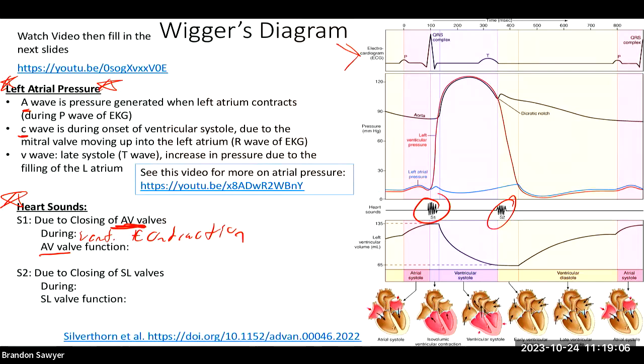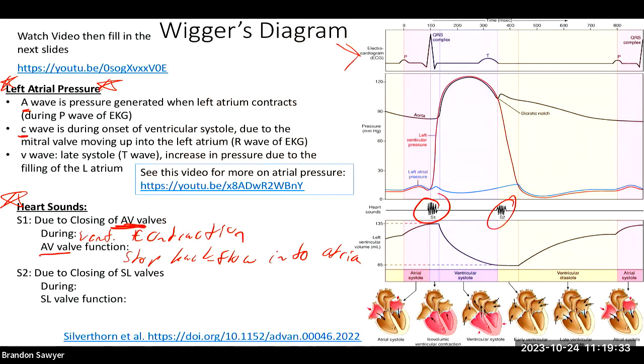So what's the real function of those valves? The function of those valves is to keep the blood from going back into the atria, right? When we contract the ventricles, it stops the blood from going back into the atria. So, stop backflow into the atria. And then S2 is due to the closing of the semilunar valves, right?